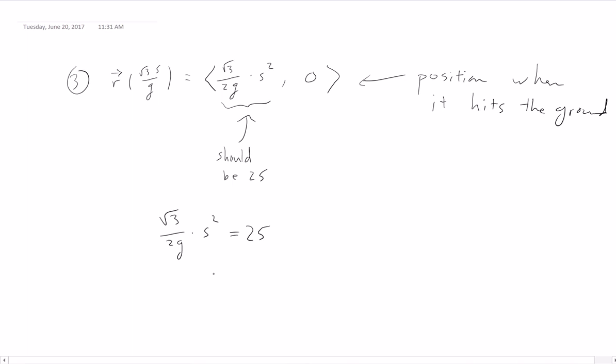And now just do a little simple algebra, and we get our final answer. s is the square root of 50 over the square root of 3 times g. And this is the speed that the projectile was fired at in the very beginning.